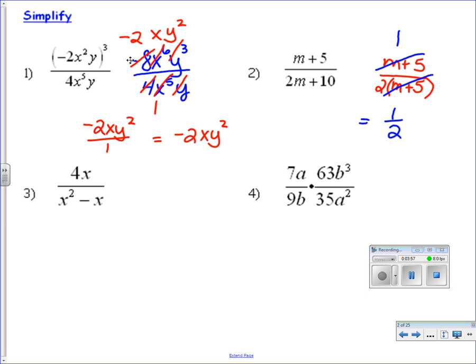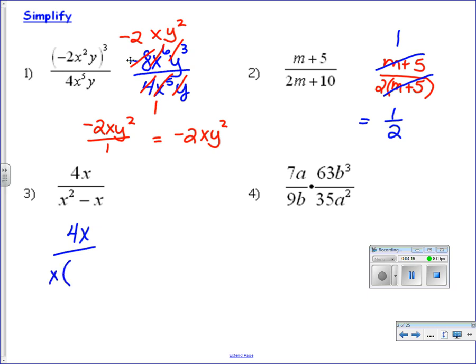Okay, number 3 is a lot like number 2. So the numerator is fine, but again, the big mistake students make is they want to cancel x's right away. We can't because of this subtraction sign. So what we're going to do is hopefully notice that they have something in common in the denominator, x. So we're going to take that out.